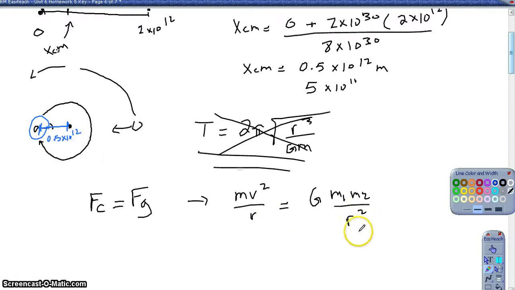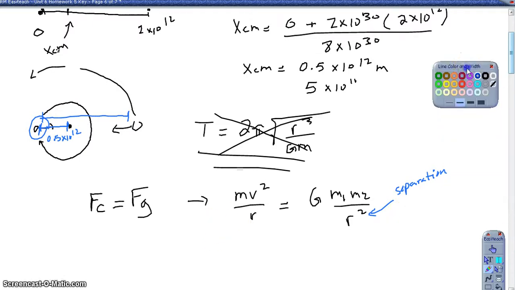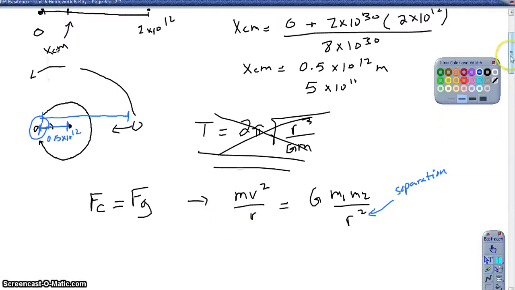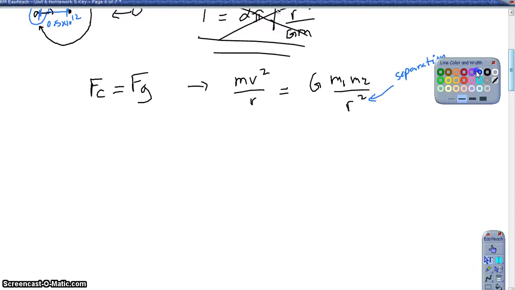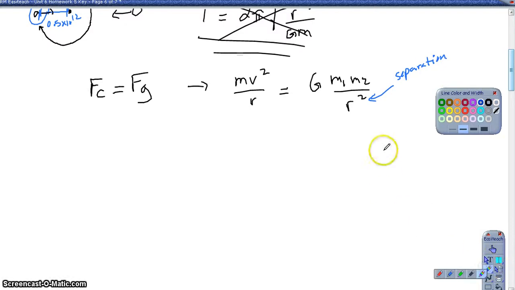The r that we use for the entire gravitational equation is not 0.5. The r that we use over here is actually the total separation between the two stars. So the r over there is actually the full 2.0 times 10 to the 12th. And again, that becomes the key to this question. As soon as we make that realization, I hope this question is not as bad to get through. So what can I do?